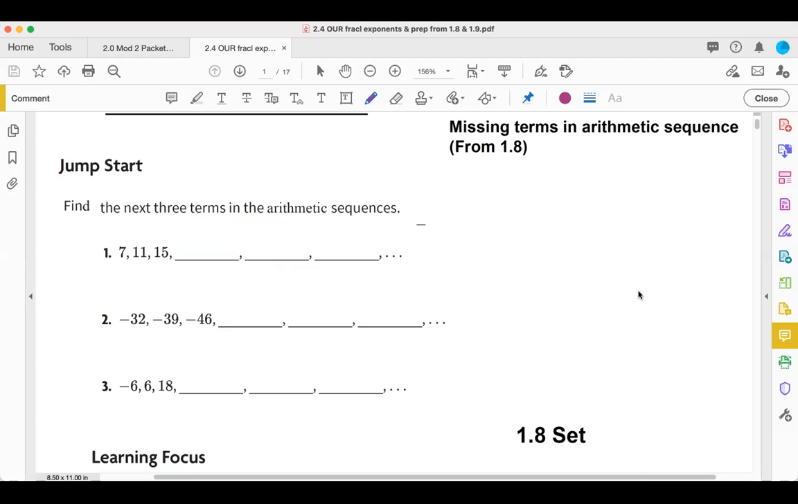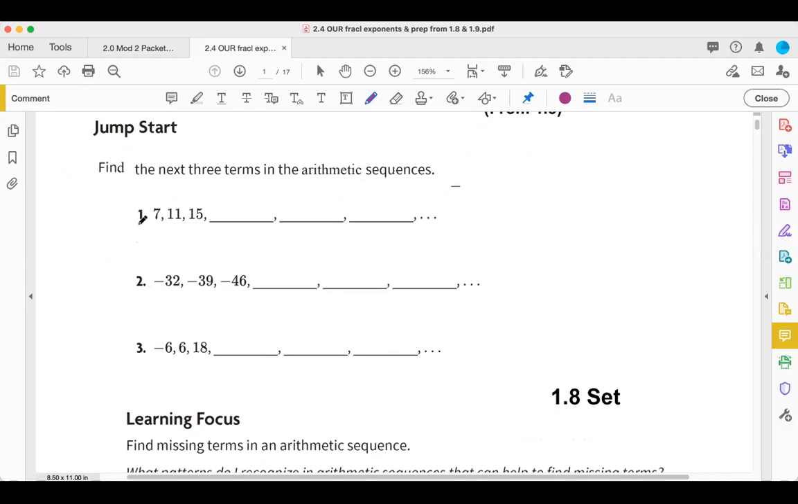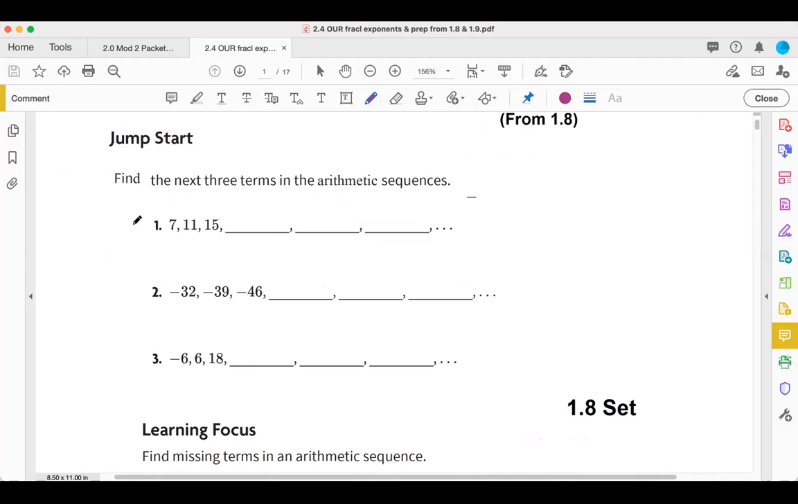So we're taking a look back at 1.8 and 1.9 to help us prepare for 2.4. I hope that's okay with you. A nice little refresher on what we've done so far with arithmetic and geometric sequences, seeing what the next few terms are in the table for a sequence.